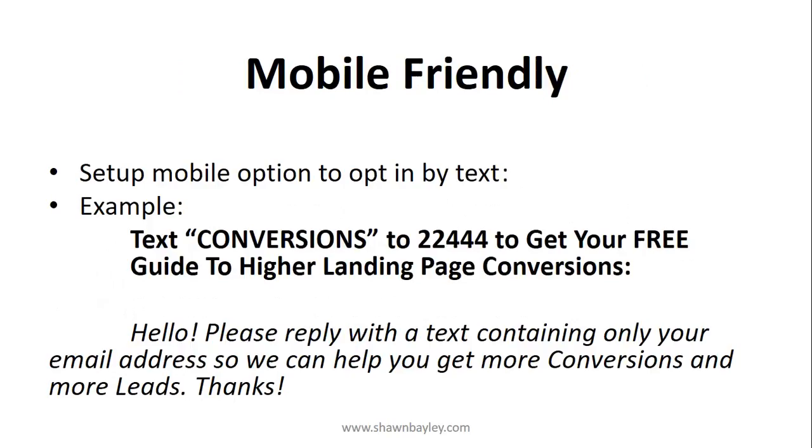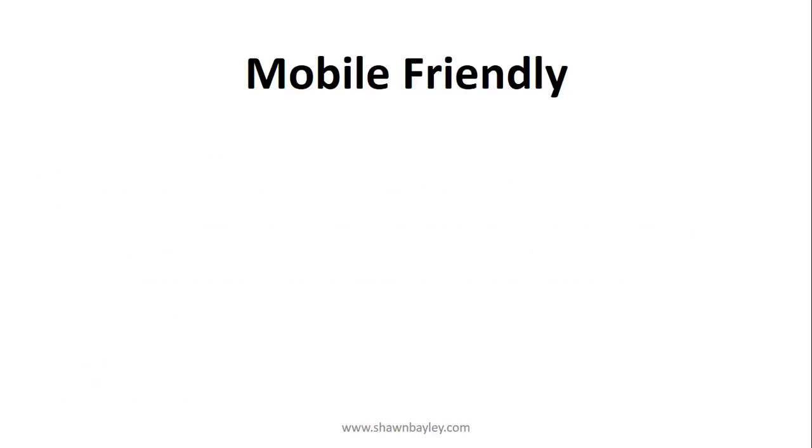Now the next hack that you want to implement I call mobile friendly. You want to make sure that you have something in place where people can just text a word to a number like 22444. All they have to do is text the word conversions, and then I'll send them a free guide to higher landing page conversions. You can see below, this is the reply that they get, and all they have to do is type in their email address. As soon as they hit send, that's it. They're signed up and on my list.